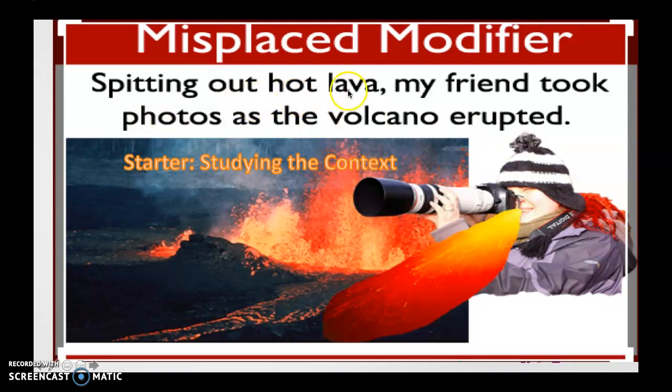Spitting out hot lava. This is a participial phrase. It's definitely describing something. But what is it describing? Do I mean that my friend was spitting out the hot lava? Is it possible? It's kind of very funny, right? Okay, so what is spitting out the lava? My friend or the volcano?